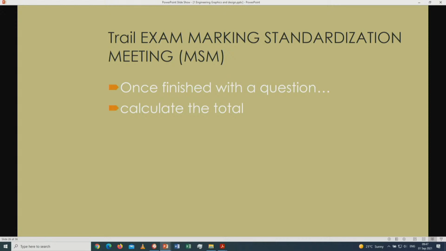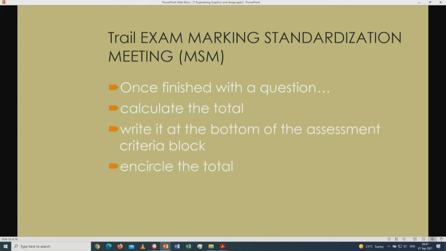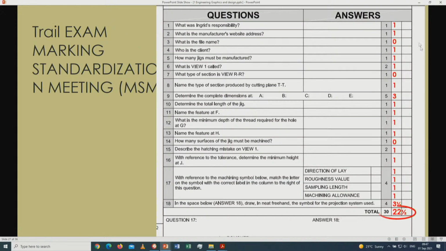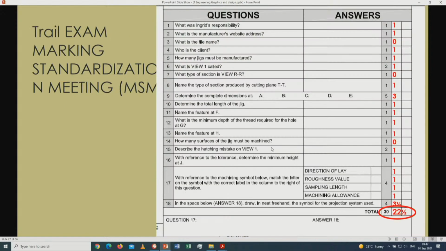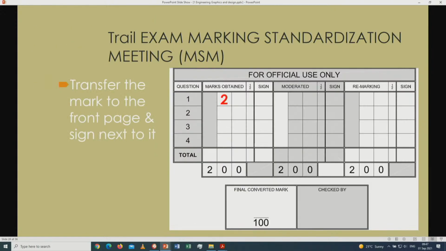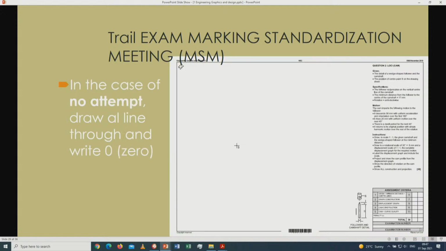Right, once finished with the question, calculate the total, write the total at the bottom and then encircle the total. This is basically here on the bottom. Make sure that this mark for question 1 is transferred to the cover page, the front page over there. So you're going to constantly refer back and make sure that it's transferred correctly. And then of course you do the same once you're done with question 2, question 3 and so on.